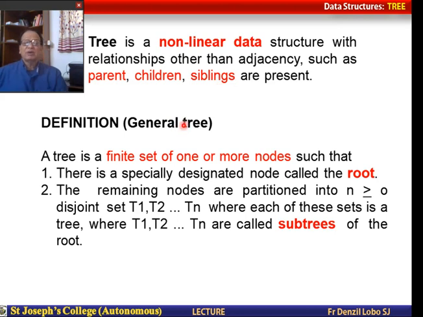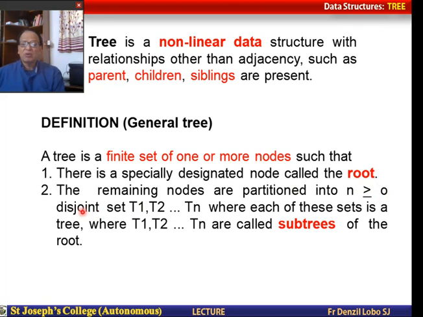Let us come to the general definition of a general tree, the mathematical definition. A tree is a finite set of one or more nodes. These nodes have some data value, data items in them, such that there is a specifically designated node called the root. Root is on top, and the remaining nodes are partitioned into n greater than or equal to 0 sets. If it is 0, there is only a root. If there is more than 0, there are going to be what are called the children and the siblings.